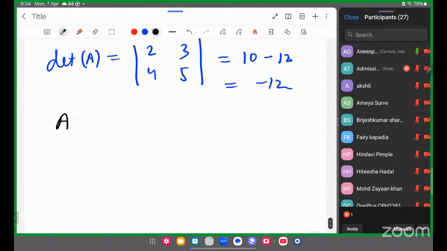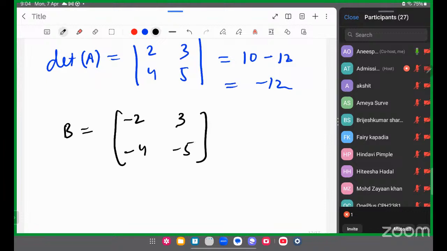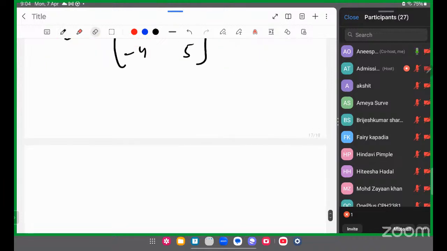Next, let's say we have a matrix B, which is minus 2, 3, minus 4, 5. What will be its determinant?